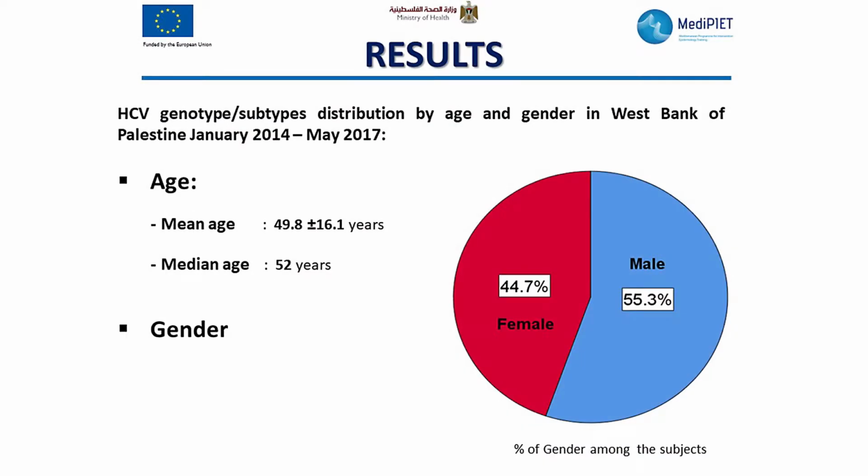The mean age of the studied patients was 49.9 years, while the median age was 52 years. The graph here shows the distribution of genders, male and female, as percentages. The male to female ratio was 1.2 to 1.